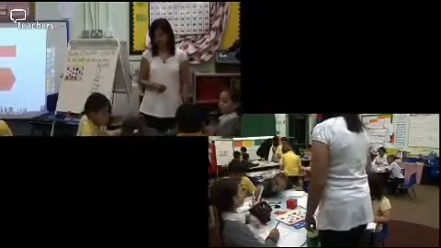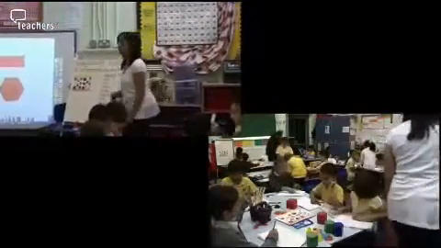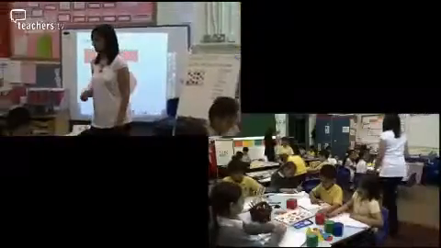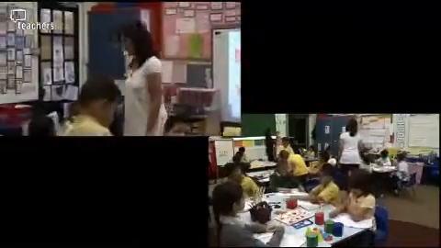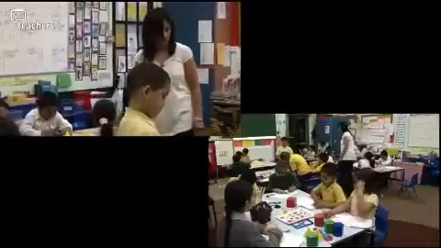A ruler. Hexagons, don't forget to use a ruler if it's got straight sides. Okay. Wow. Write a description of it then. Is it 2D, 3D? Very good.